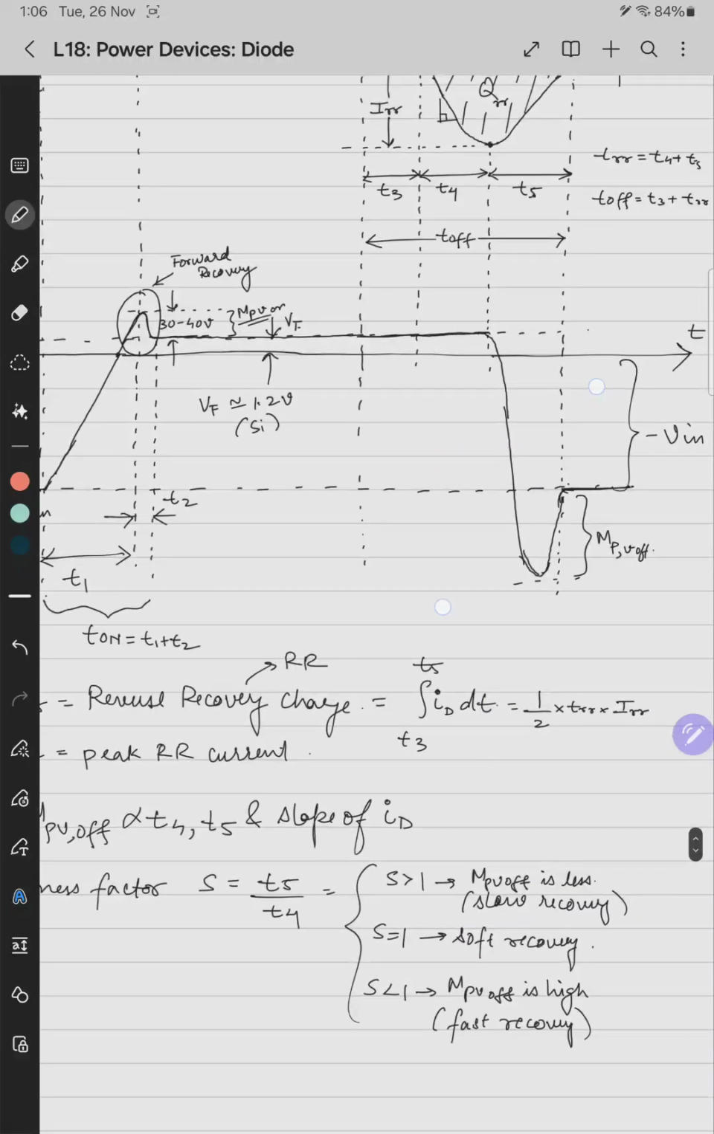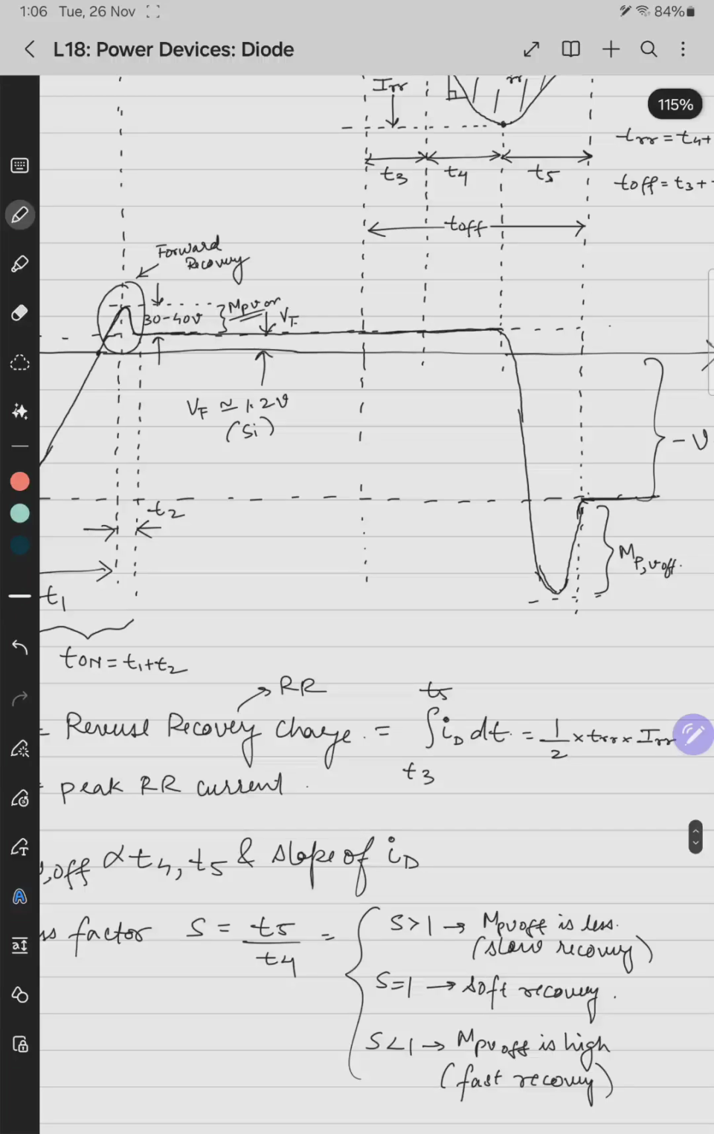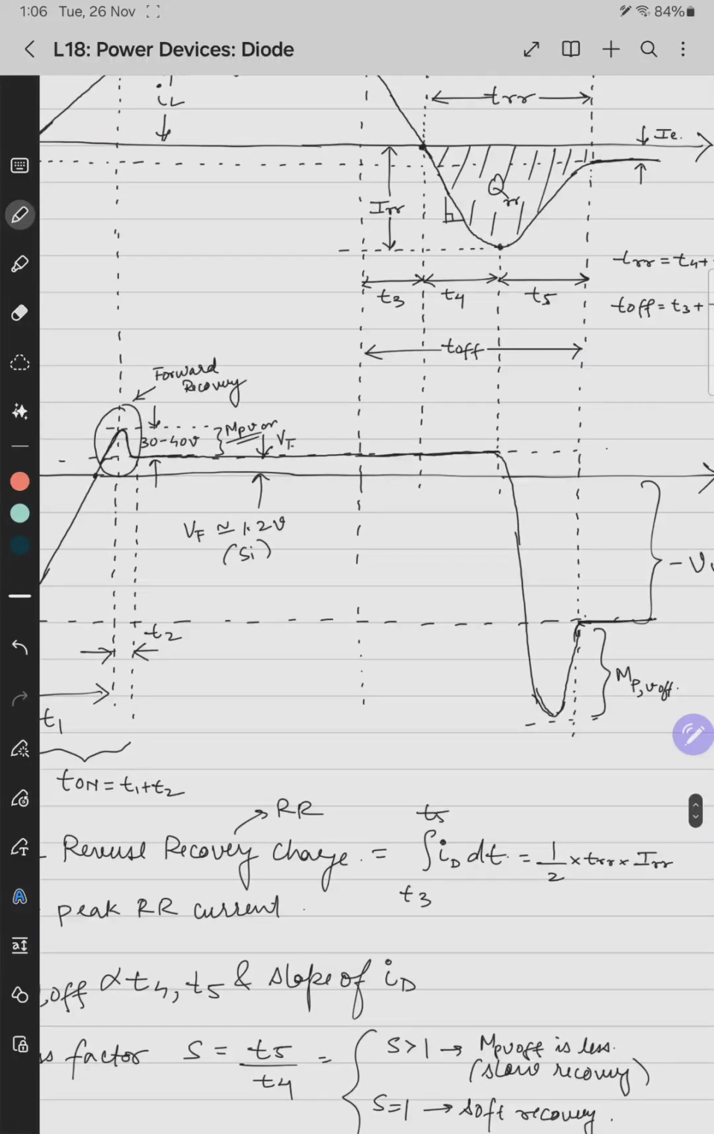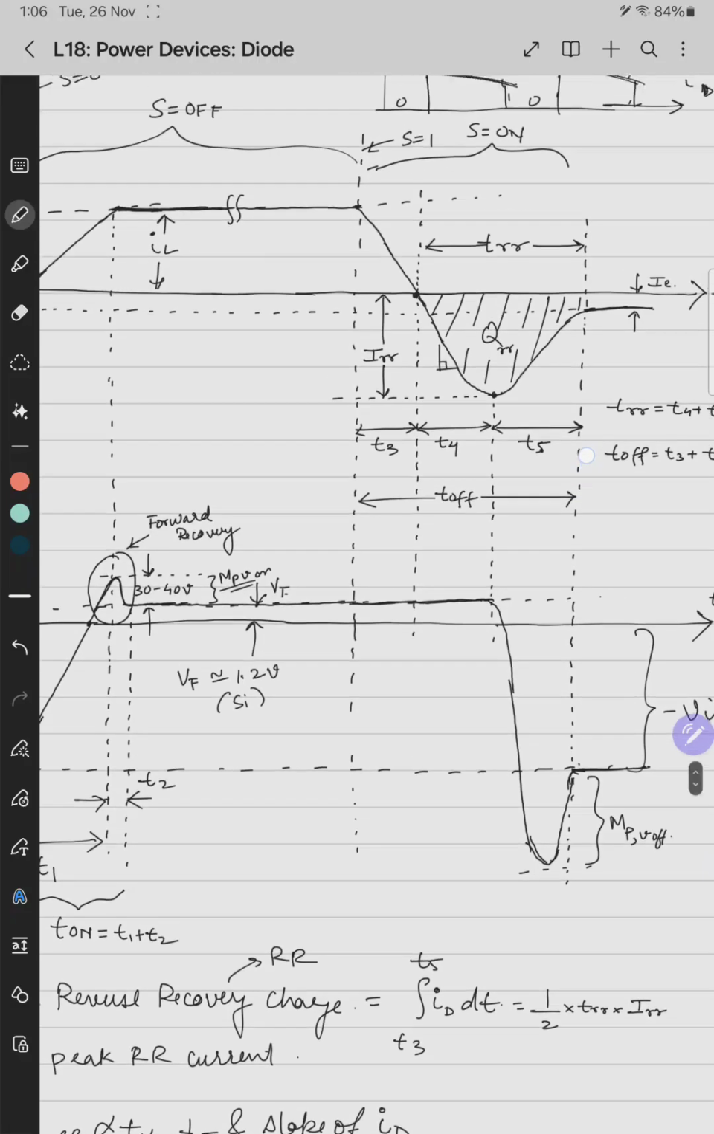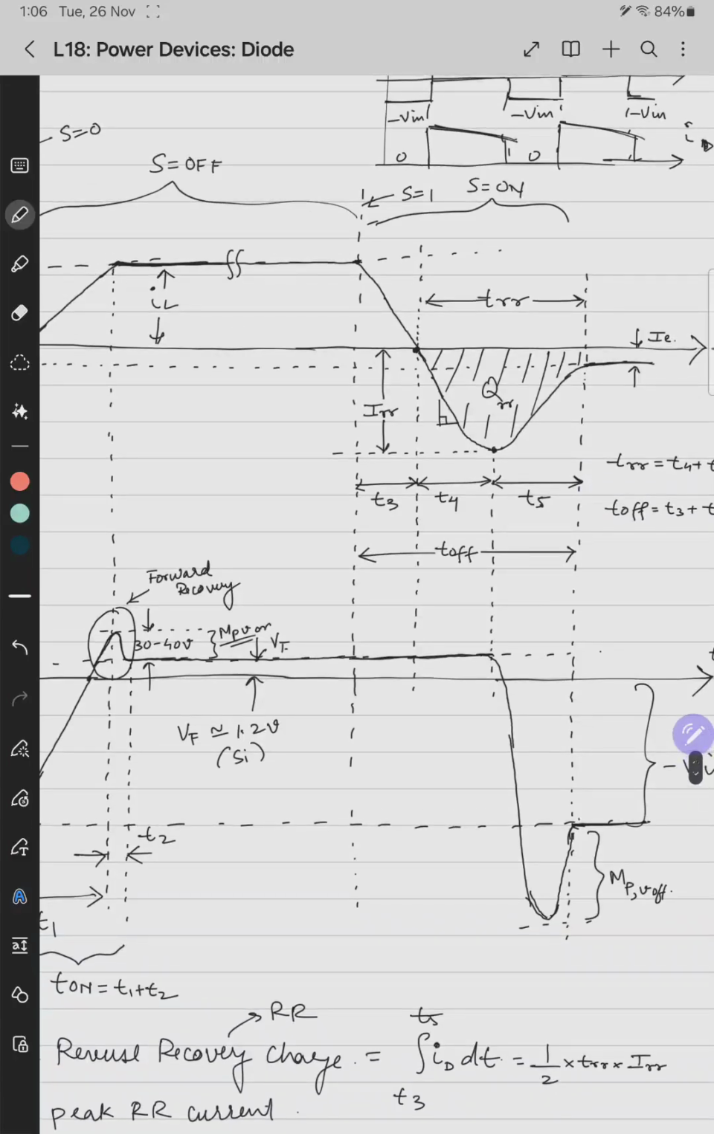If T5 is greater than T4, then T5 decides the overshoot in the voltage waveform, as the reverse recovery charge, the area under the I versus time graph, is constant. For a given diode, IRR and QRR are constant, whatever the application. So only T5, T4, the times or the slope of ID, decide the softness factor of the diode, and it depends on the application where we are using the diode.